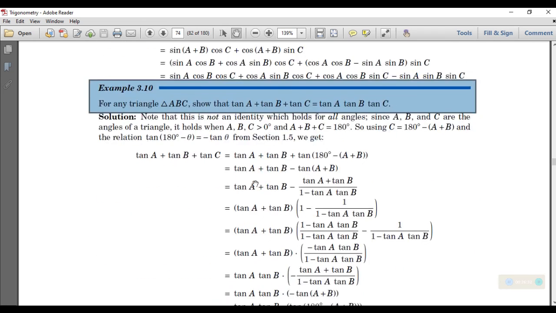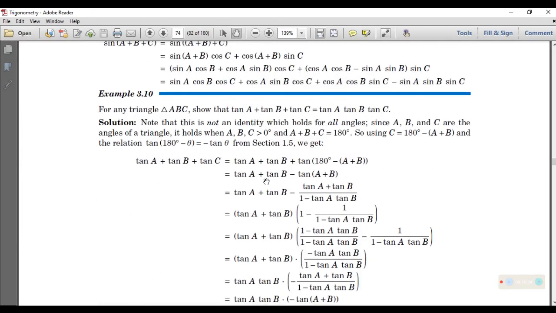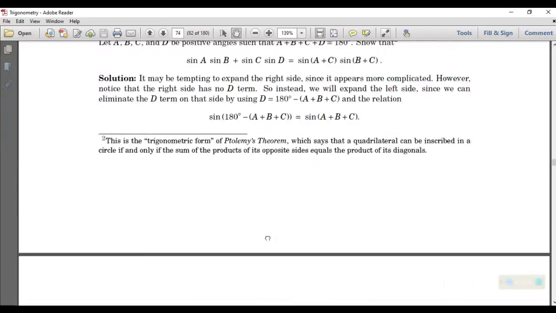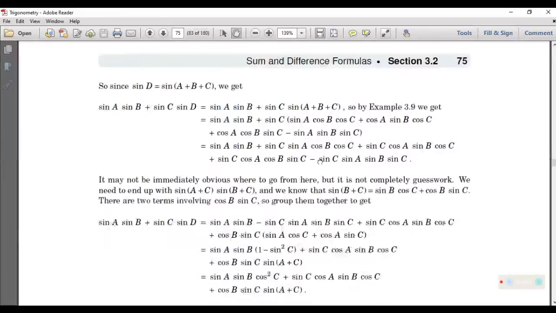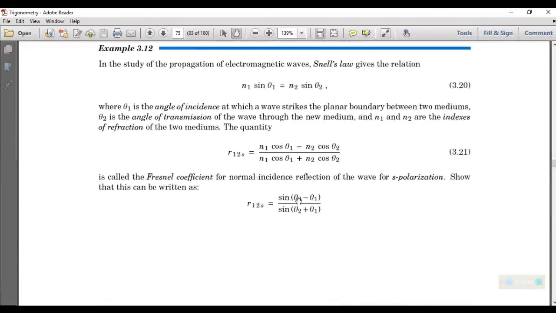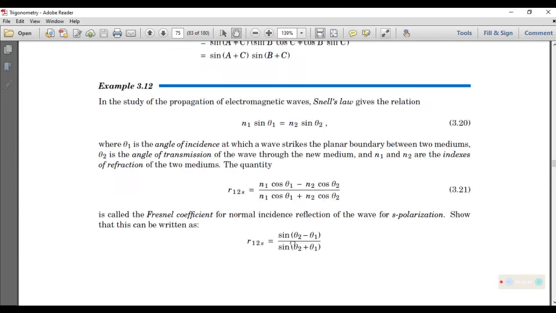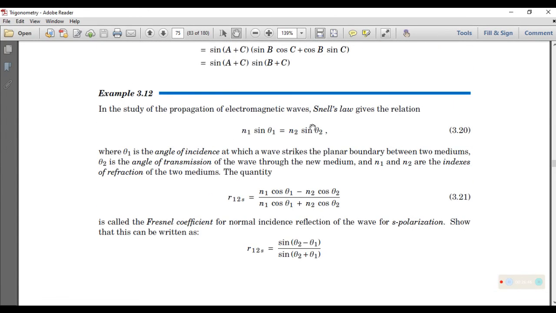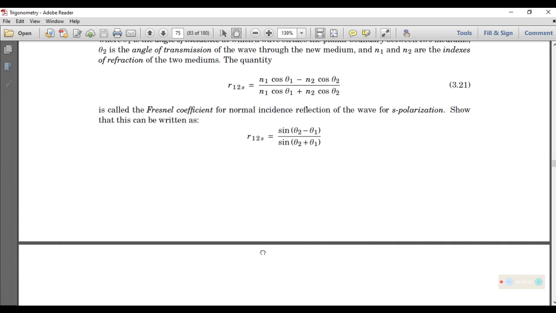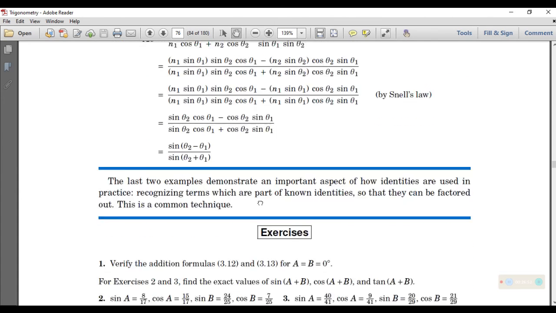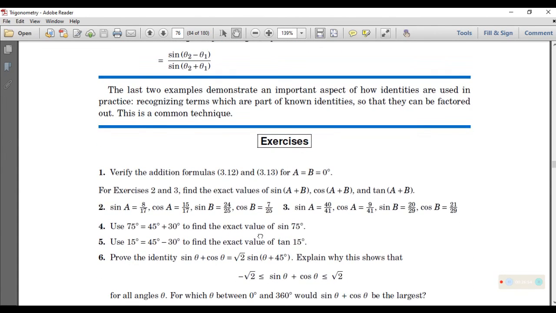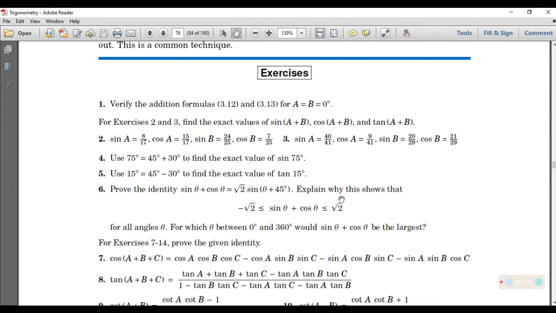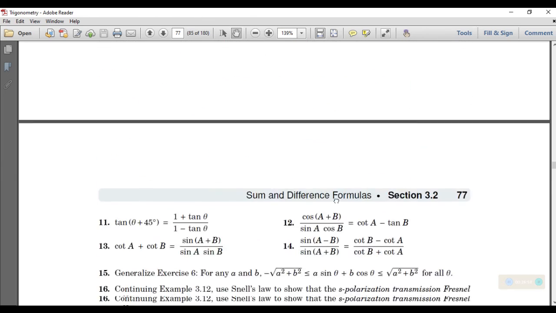Okay? So, ganito lang siya kasimple. There are other examples here, but we are not going to discuss it since madali na lang naman siya. Halos pare-parehas lang yung ginagawa natin. Ito, application na siya sa Snell's Law, pero kaparehas lang din siya nung ginagawa natin dito. And then we have some exercises.